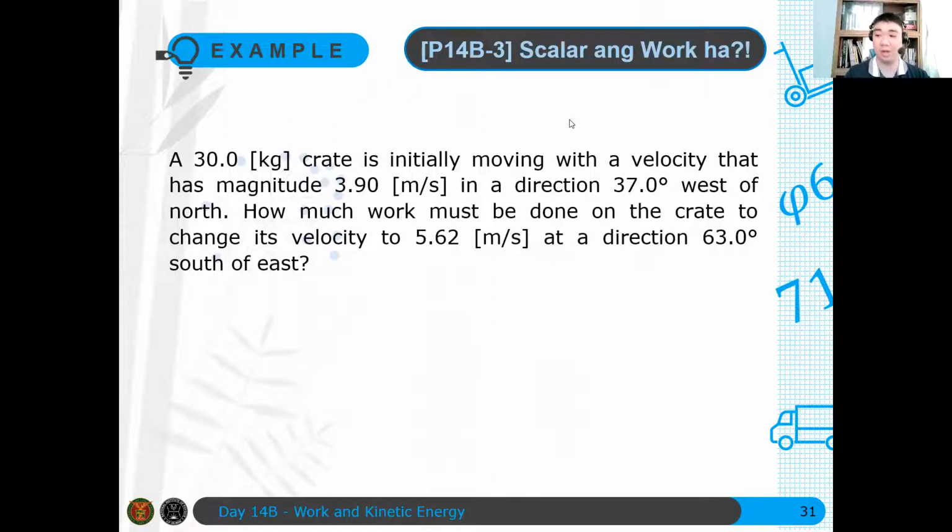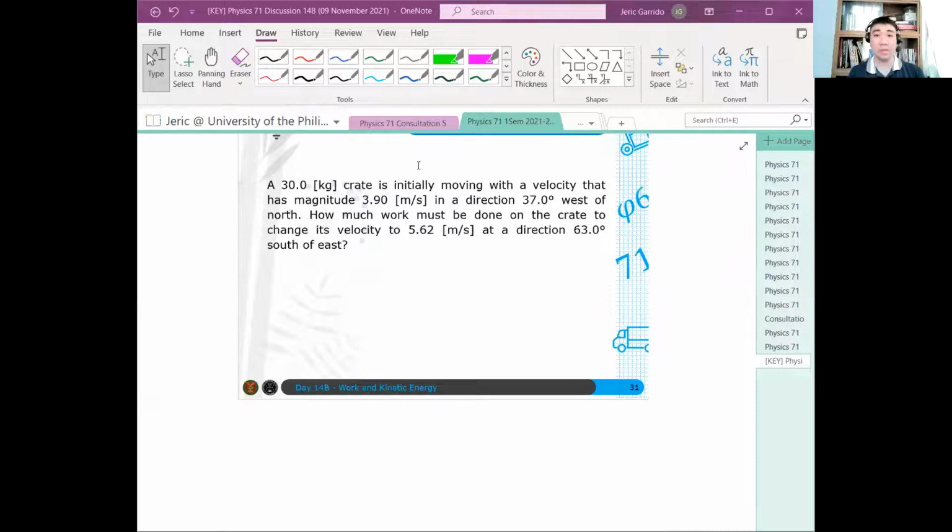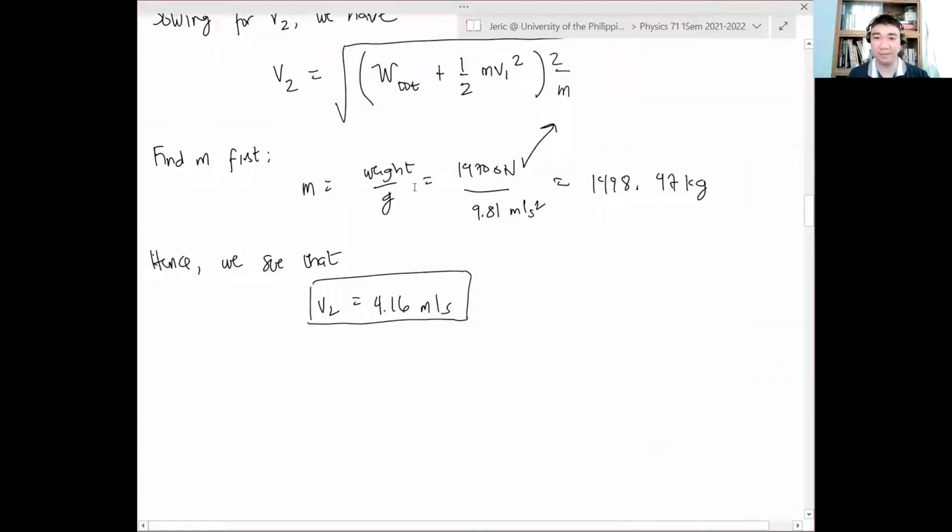Maybe I'll be giving you a minute siguro to solve this. Sige. Okay, maybe 2 minutes have elapsed. Let's solve this problem. Ganito. First question. Okay. Let me remove that already.